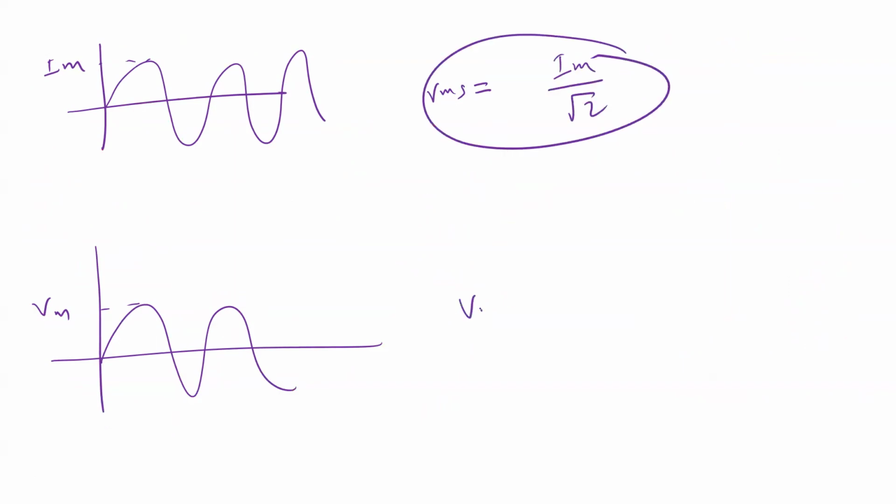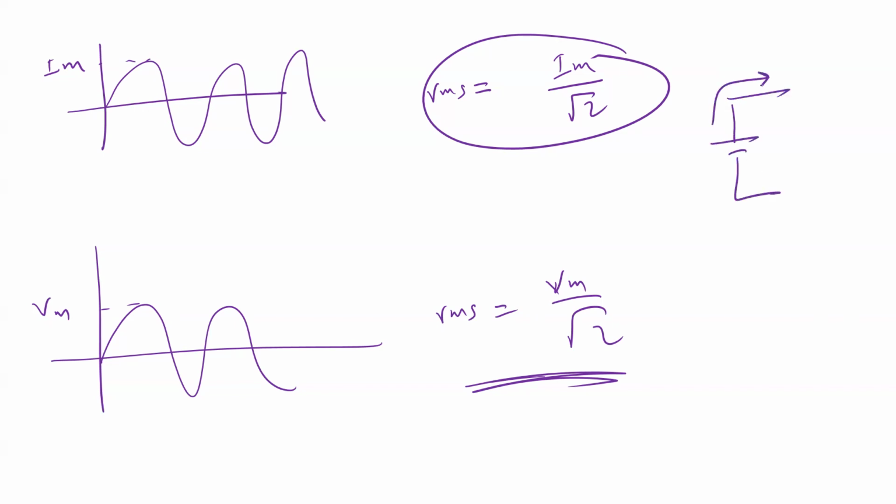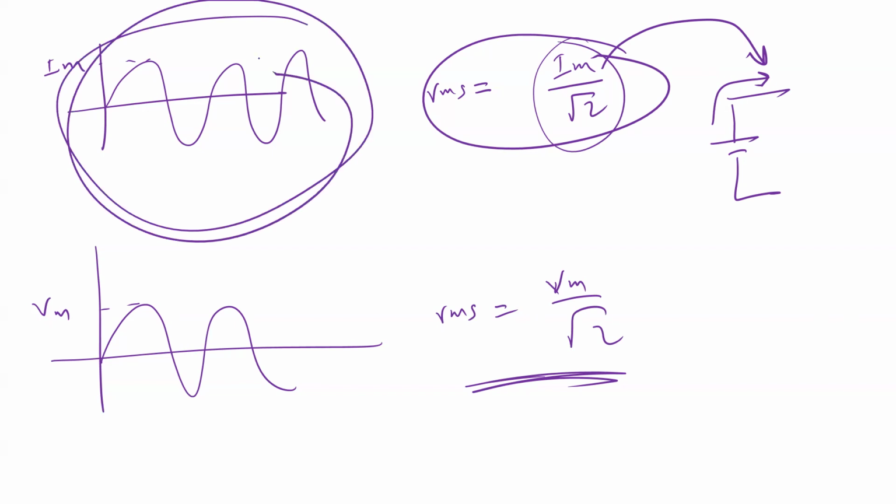So in the case of a sinusoidal signal, the RMS value for the current is Im divided by the square root of 2, and the RMS value for the voltage is Vm divided by the square root of 2. Which means if you have a DC voltage that provides a current equal to Im divided by the square root of 2, this source will provide the same power as the AC source. You got what I'm saying? Yes.